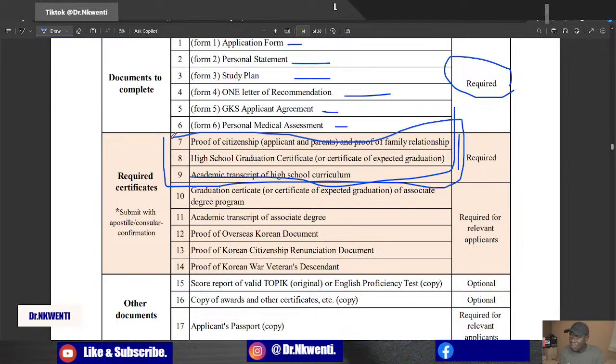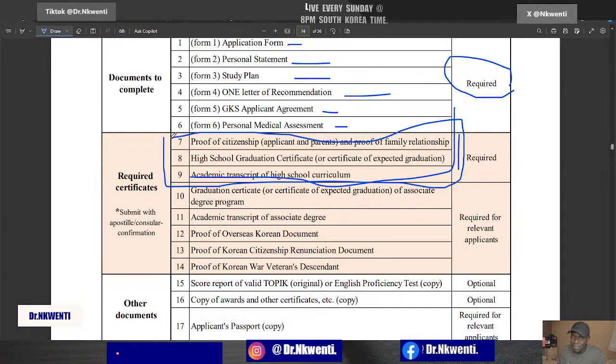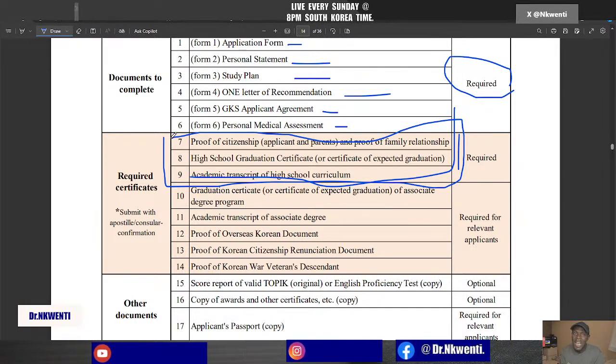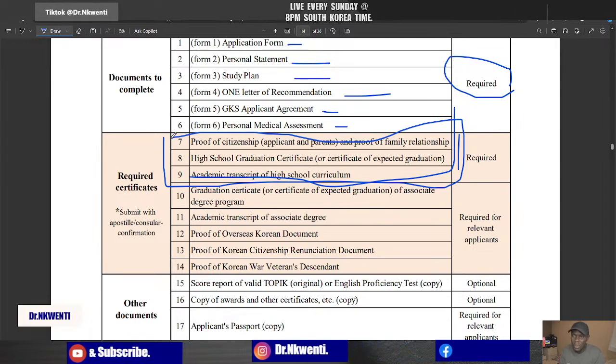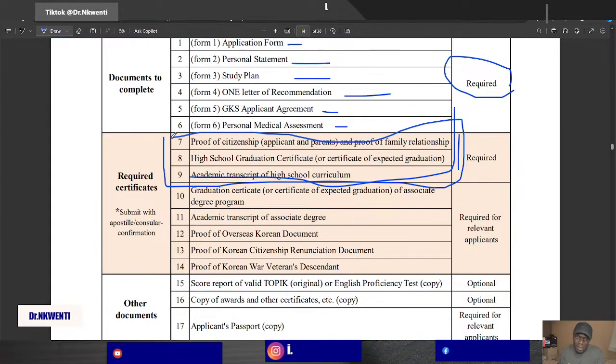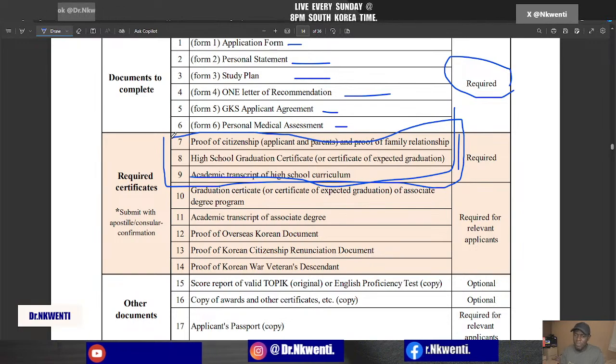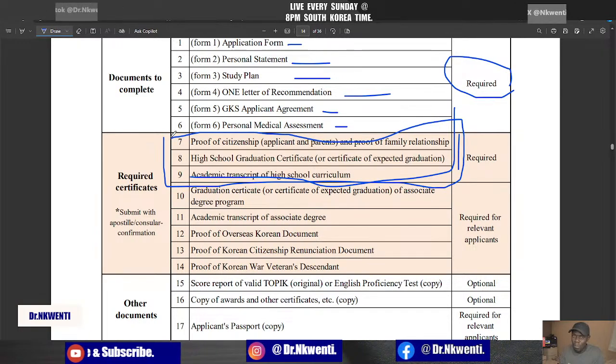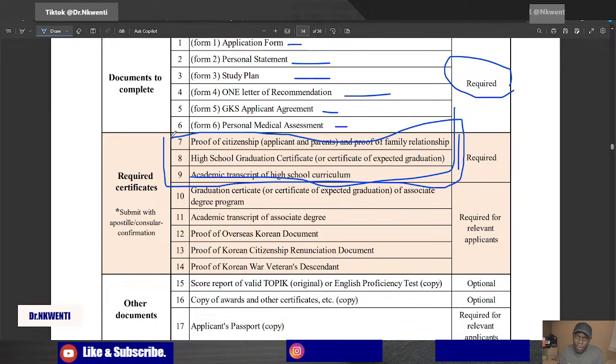So you don't have to provide any passport if your birth certificate has every necessary information about your name and your place of birth, your father's name and your father's place of birth, your mother's name and your mother's place of birth. And these are the three documents that must be consular confirmed or apostilled.